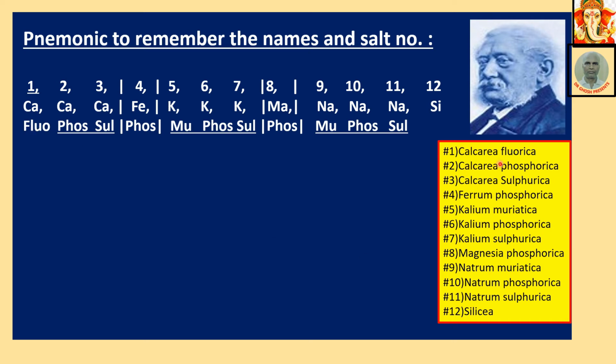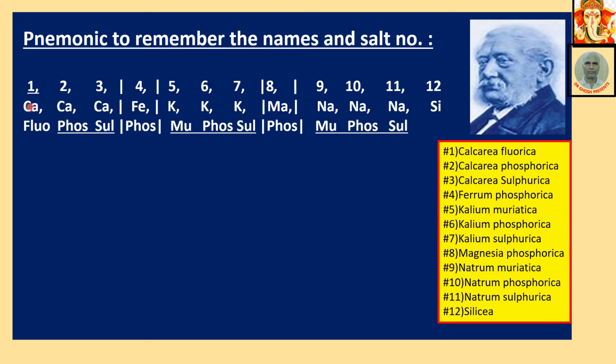Each salt has two portions, cationic portion and anionic portion. First these are the cationic portions. These are the short names of the cationic portion. These are the short names of the anionic portion. See this: fluo means fluorica, phos, phosphorica, sul, sulfurica, mu, muriatica. In this way, I have written all these things. Now, how will you remember?